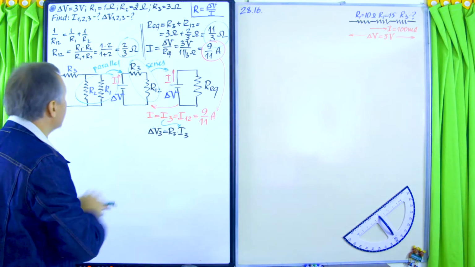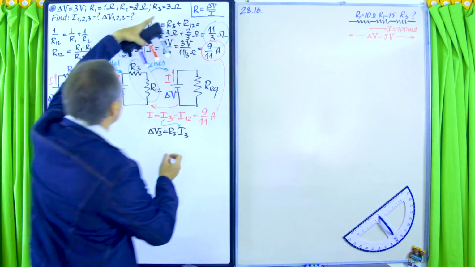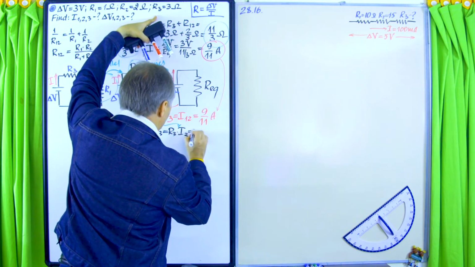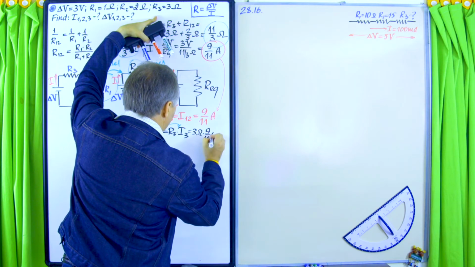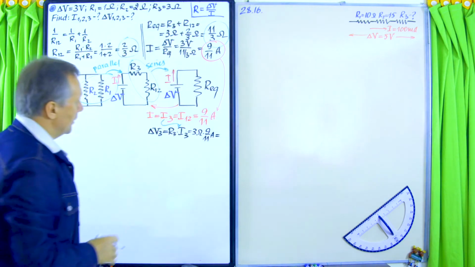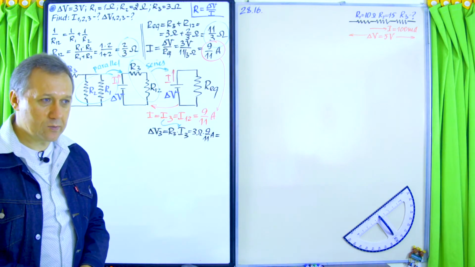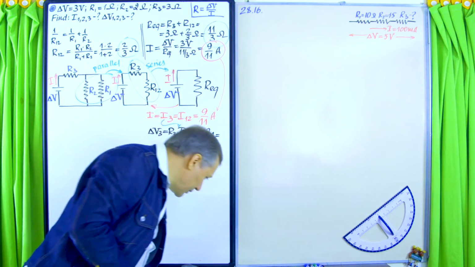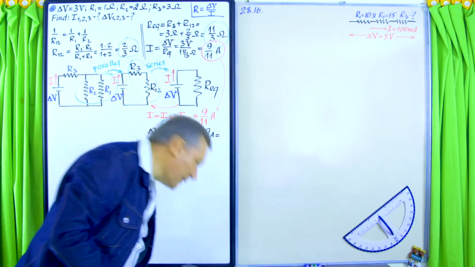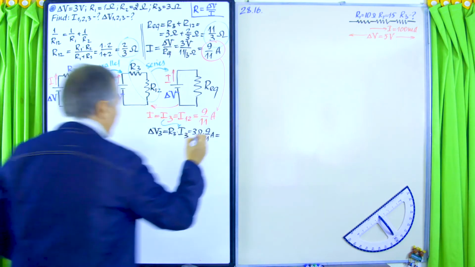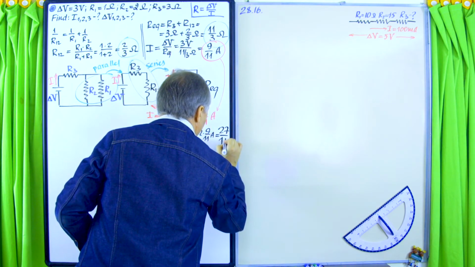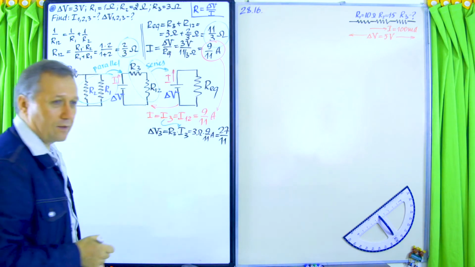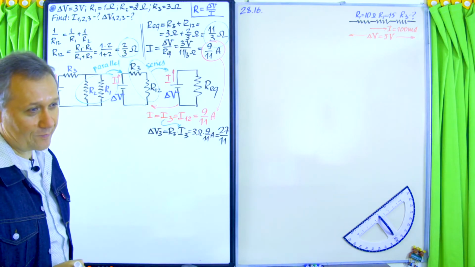Okay, let's plug numbers. R3, 3 ohms times 911 amps equals 2711, right? Let me check my notes to make sure I'm getting 2711. Right, 2711. Okay, I have to invade that part of the board to put units, volts, right?